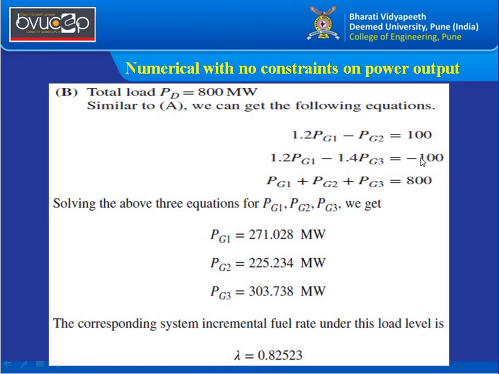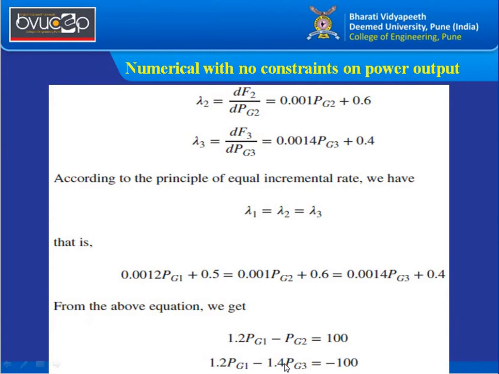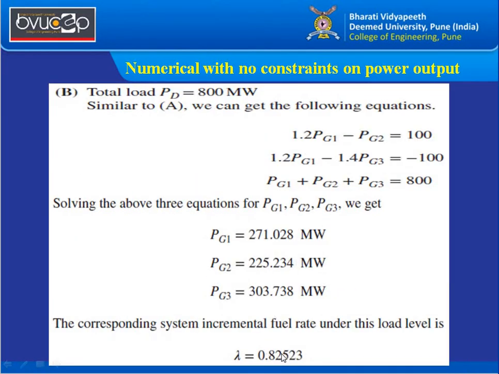Now again, after solving these three equations, we'll get the values of Pg1, Pg2, Pg3: Pg1 is 271.028 megawatt, Pg2 is 225.234 megawatt, Pg3 is 303.738 megawatt. Again, you substitute the values of Pg1, Pg2, Pg3 in any of the three equations and calculate the value of lambda.